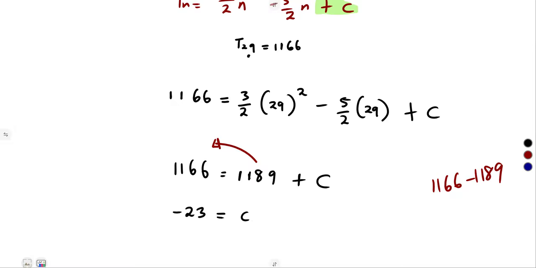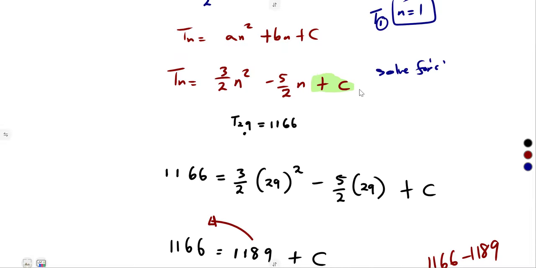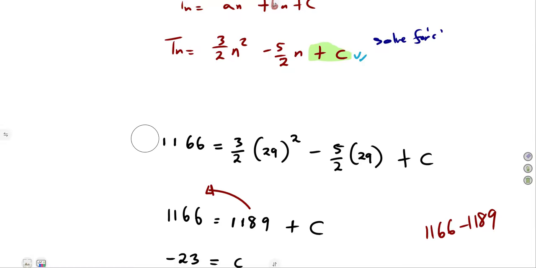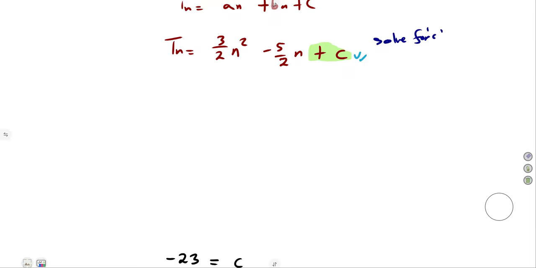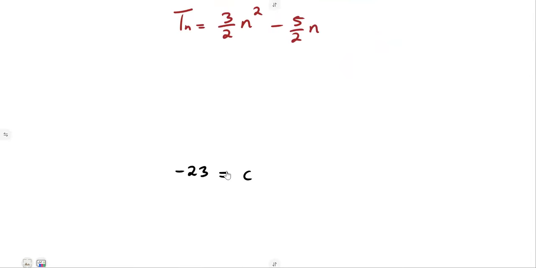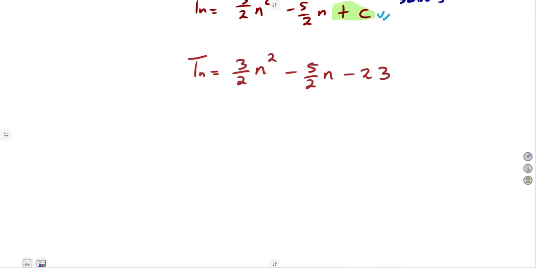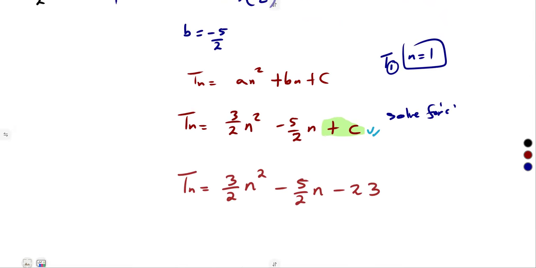Since we needed this, substitute it back there. All right, so we've got our Tn from this c that we just calculated. Therefore, our Tn is given as 3 over 2n squared minus 5 over 2n plus our c, where our c is negative 23. So we put minus 23, which is easier now for us to determine the value of T1, because for T1, it simply tells us that n is 1.